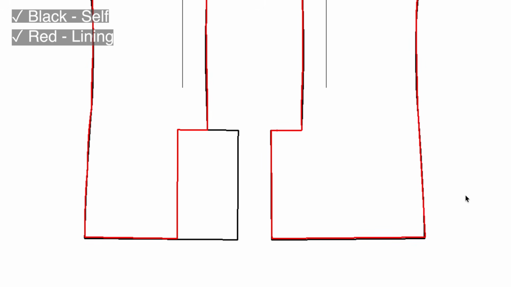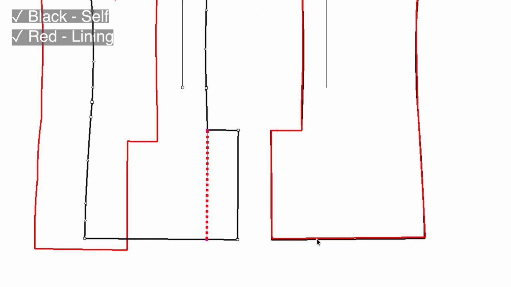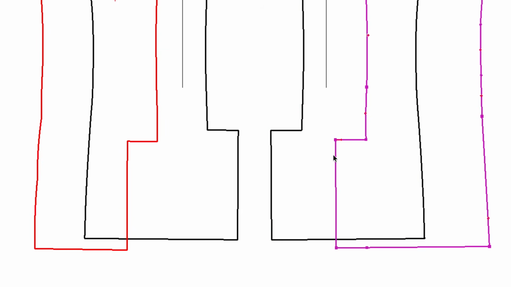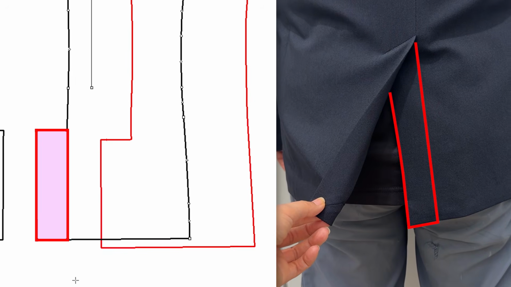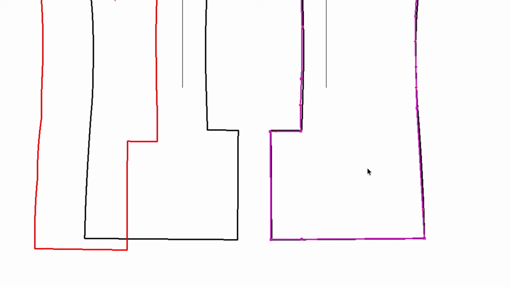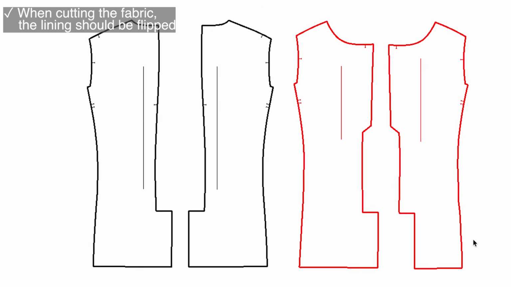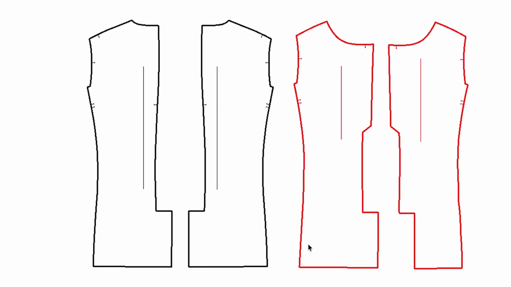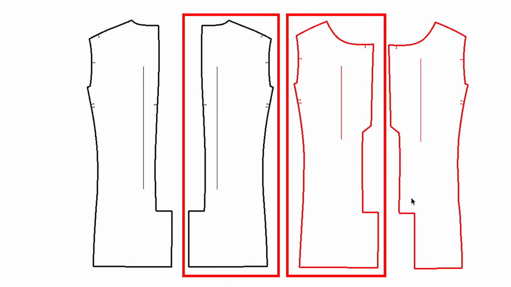If you make the self pattern like this, you're going to make lining patterns like this in red because you are going to fold the left side, so you have to cut out the lining. For the right side, this area is going to be the underlayer here. So you need the lining, the same shape, to cover the underside. But when you cut the fabric, the lining should be flipped because you're going to cut the fabric from the right side of the fabric and the right side of the lining. It should be cut this way.